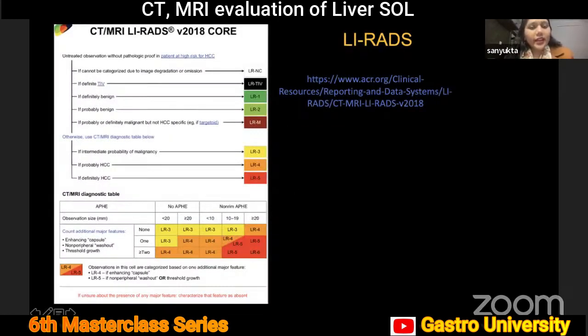LIRADS is usually done in a cirrhotic liver. How to manage those: there is this continuum of the nodules, dysplastic nodules, low grade, high grade, early HCC and HCC. We talk about definitely probability 3, probably HCC, definitely HCC, LR5. So again, we have to consider the three characteristics, mainly arterial phase hyperenhancement, the size, the enhancing capsule, the non-peripheral washout, the threshold growth.